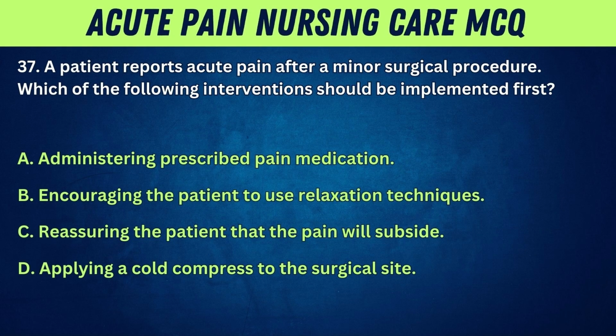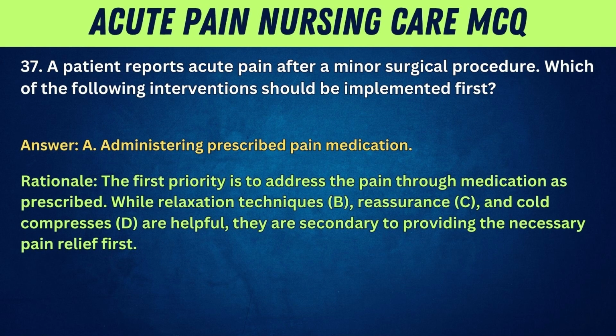37. A patient reports acute pain after a minor surgical procedure. Which of the following interventions should be implemented first? A. Administering prescribed pain medication. B. Encouraging the patient to use relaxation techniques. C. Reassuring the patient that the pain will subside. D. Applying a cold compress to the surgical site. Answer. A. Administering prescribed pain medication.